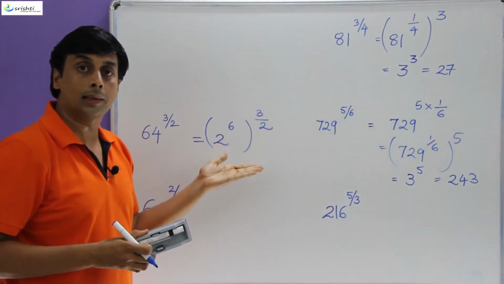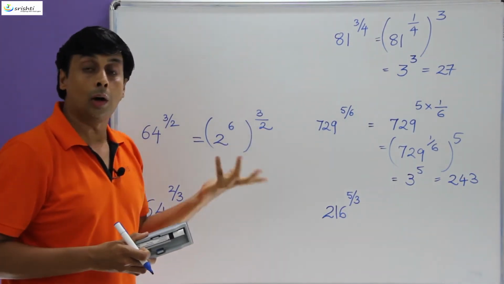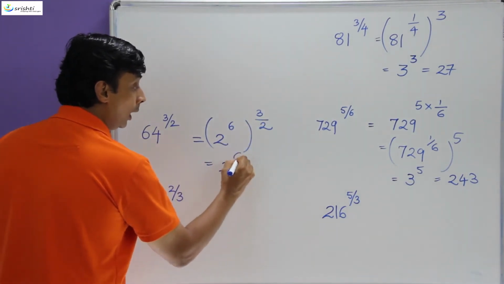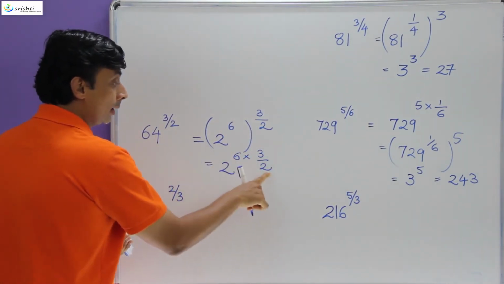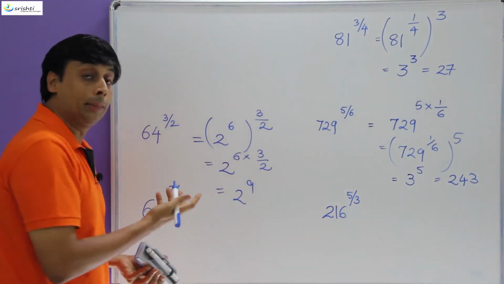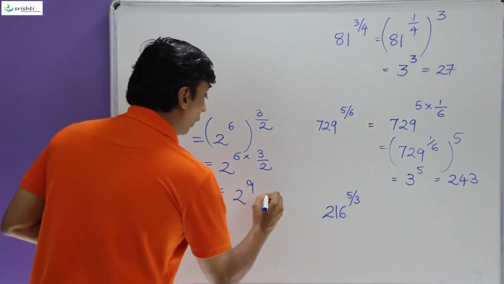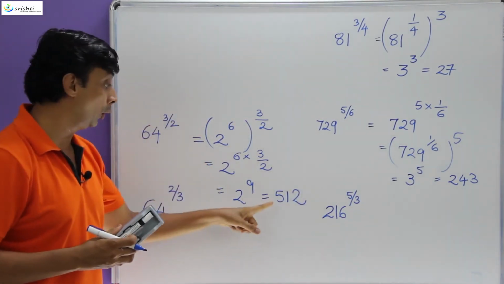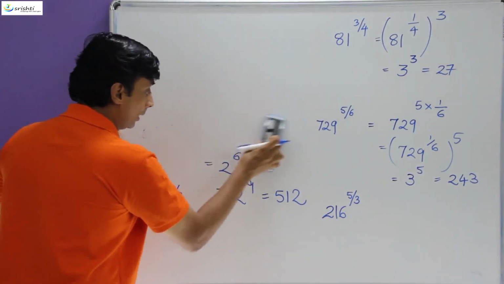And now, isn't this the power law? We have to apply the power law over here because you have a power of a power. So how do you apply the power law? You multiply the two powers. So 2 raised to 6 into 3 upon 2, right? And now you can calculate this. 6 divided by 2 is 3. 3 3s are 9. So this becomes 2 raised to 9. What is the meaning of 2 raised to 9? It is 2 multiplied by itself 9 times, and 2 raised to 9 happens to be 512. So 64 raised to 3 by 2 is going to be 512. This is the other way of doing it, where you prime factorize the base.